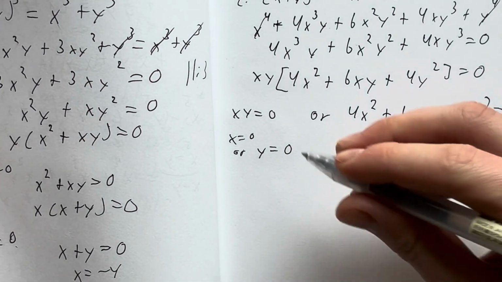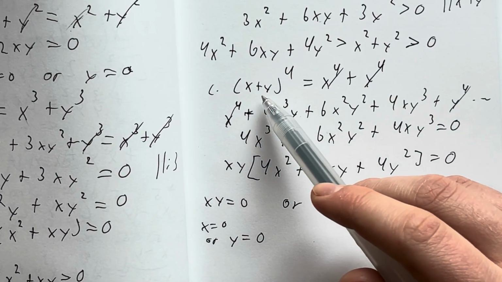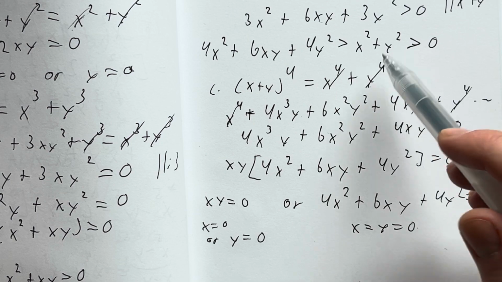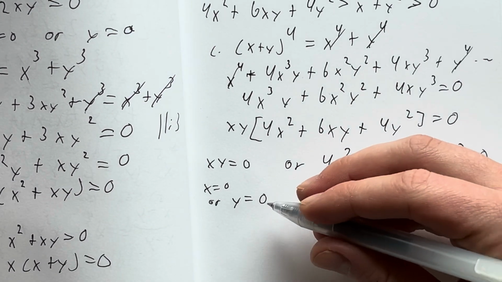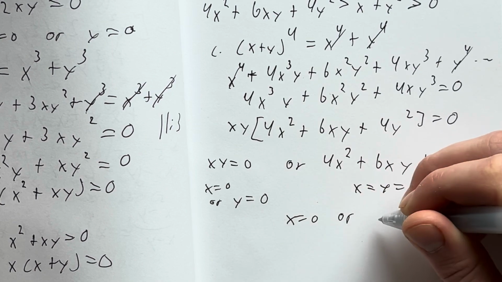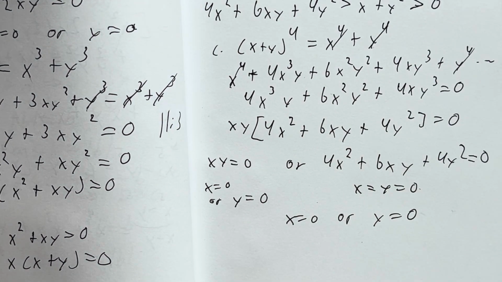And thus, (x+y)^4 is equal to x^4 + y^4 if and only if x equal to 0 or y equal to 0.